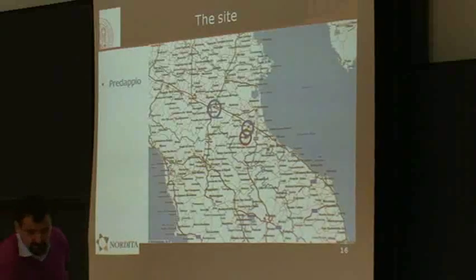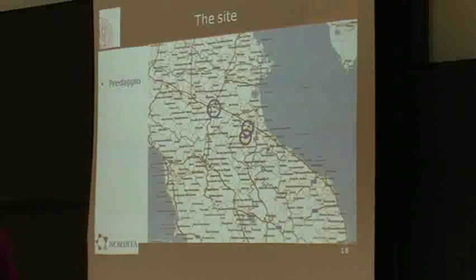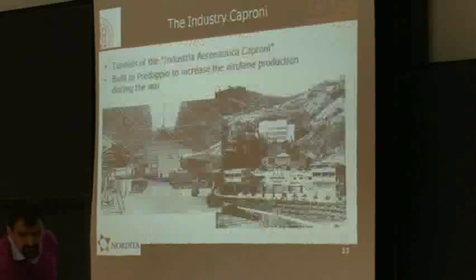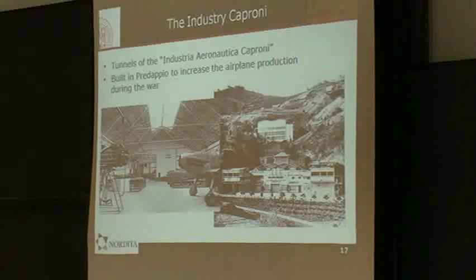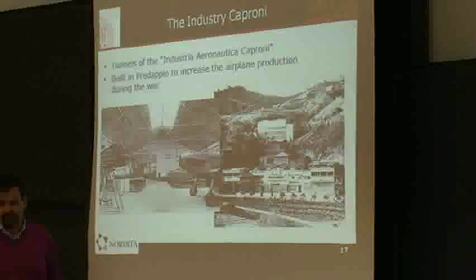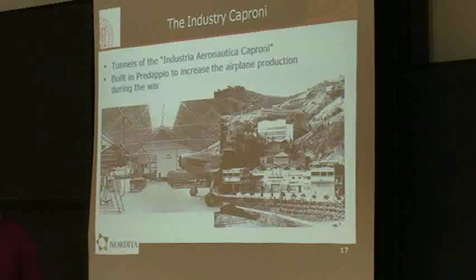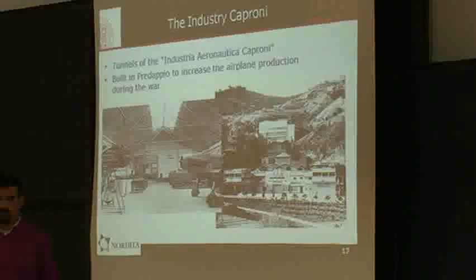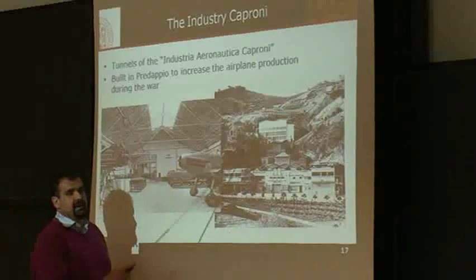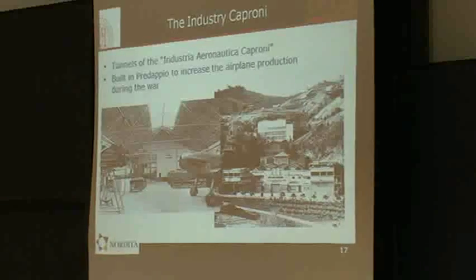The site is in Predappio, very close to the second faculty of engineering of the University of Bologna in Forlì. So this is the center of Italy. Predappio is the town where Mussolini was born. It was just a pure agricultural place, so in 1935 he decided to build a factory to increase the airplane production in Italy.